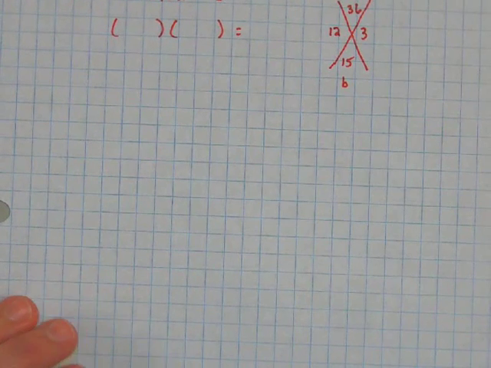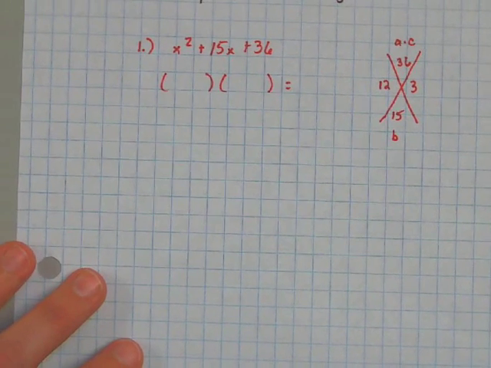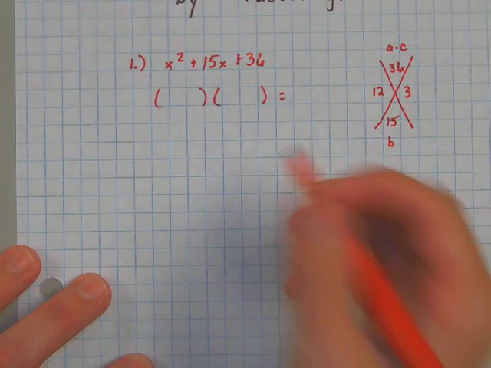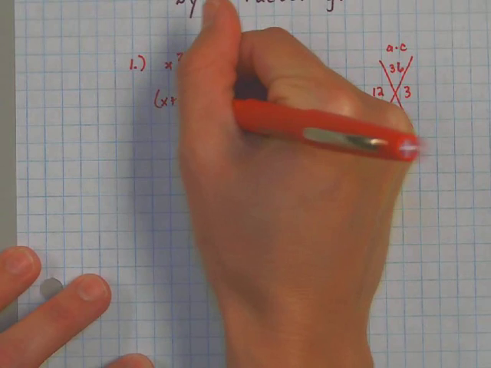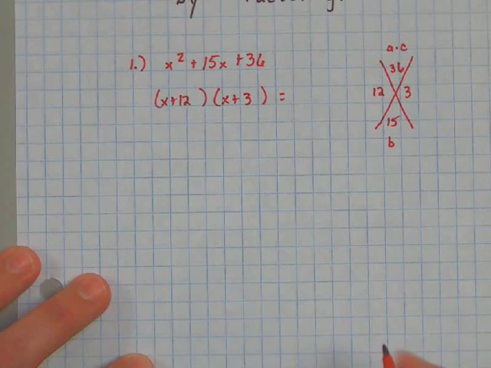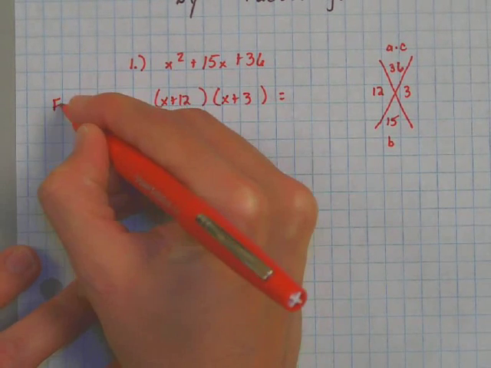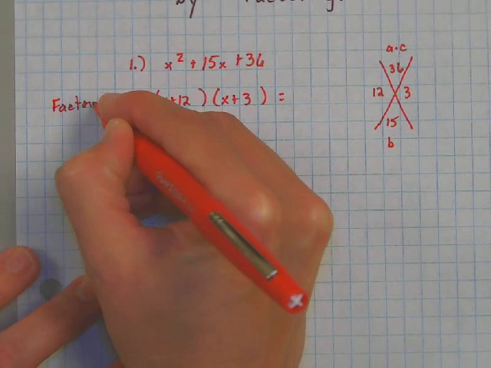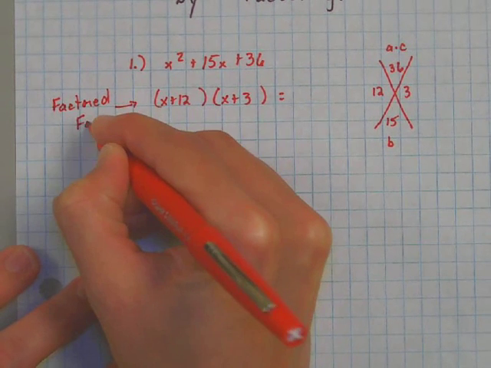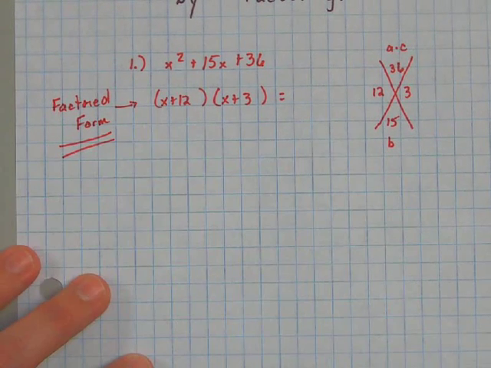So I have 12 and 3. What I do is I put X plus 12 here and X plus 3 here. Now this is what we call factored form or intercept form. And that's important. Some of you are not including that as part of your answer. This we want to see. This is factored form of this.